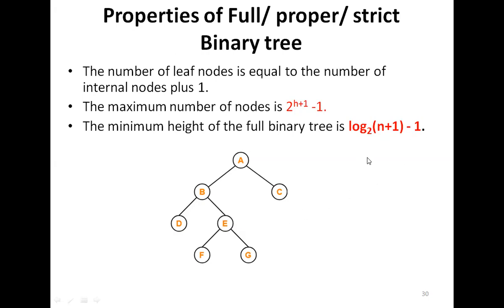So apply this formula. Log base 2 of 7 plus 1, that is 8. So log base 2 of 8 minus 1. So log base 2 of 8 is how much? 3. So 3 minus 1 is 2. So what will be the minimum height of this full binary tree, this one?